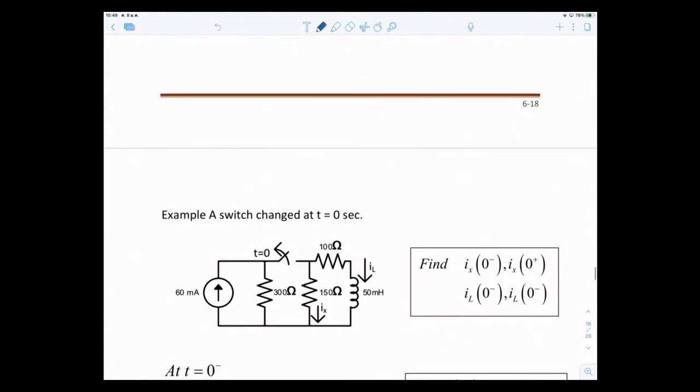Okay, try this. I'm going to give you this; copy it and write it down. Find Ix at t equal to 0 minus and t equal to 0 plus, and find IL at t equal to 0 minus and t equal to 0 plus. The switch opens up at t equal to 0.